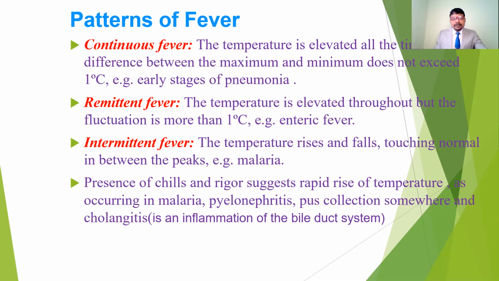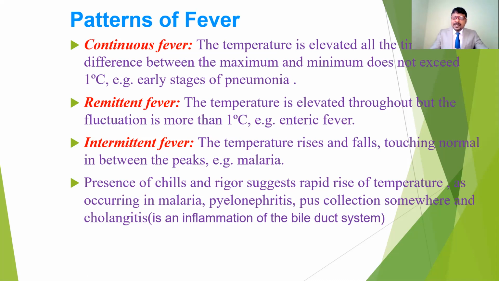The next one is intermittent fever. In intermittent fever, the temperature rises as well as falls, touching normal in between the peaks. So it goes to a high temperature and also falls to a lower temperature. This type of fever is called intermittent fever. Most commonly, we find it in malaria. The person may not have a temperature rise in the morning, but it may increase in the evening.